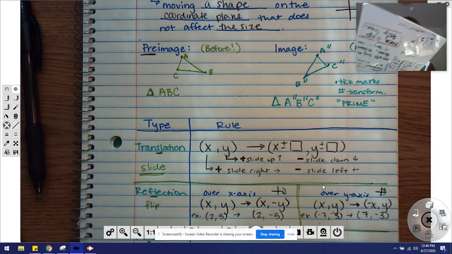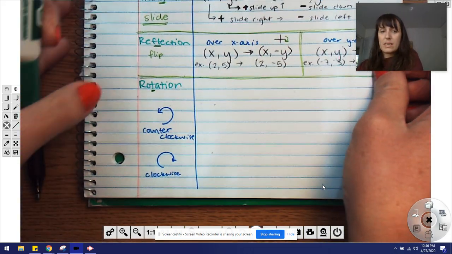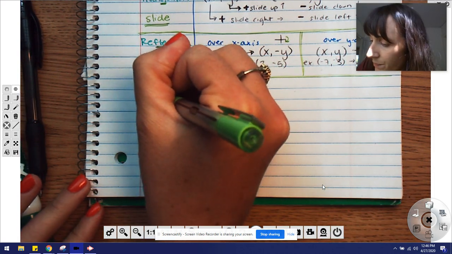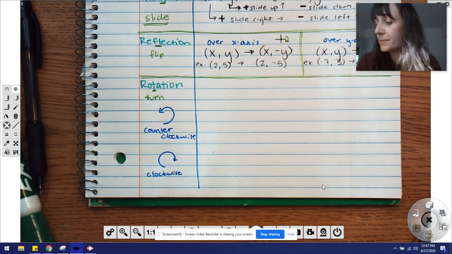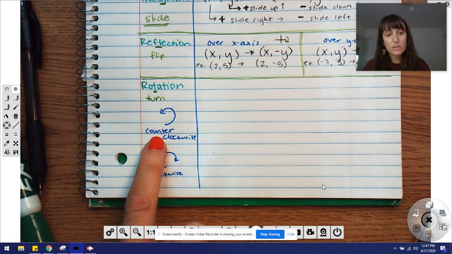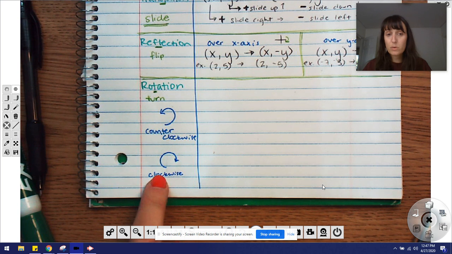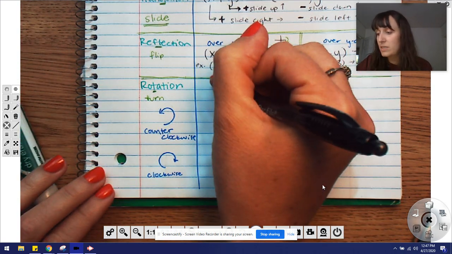So in our notes, let's write down some important ideas. When we talk about rotation, a rotation is a turn. We are taking an image and turning it 90 degrees. We can rotate it counterclockwise, which is the most common, or we can rotate it clockwise. Each of these has different rules for how we can do them based on how far we're rotating. So we're going to spend some time talking about the different types of rotations.